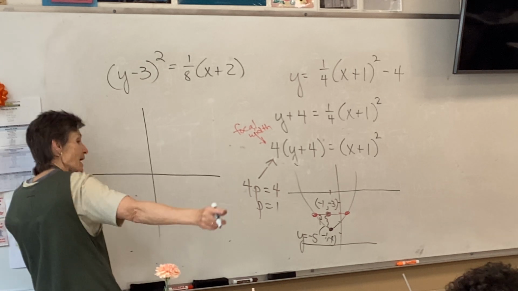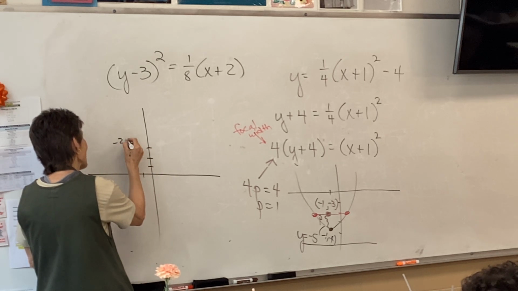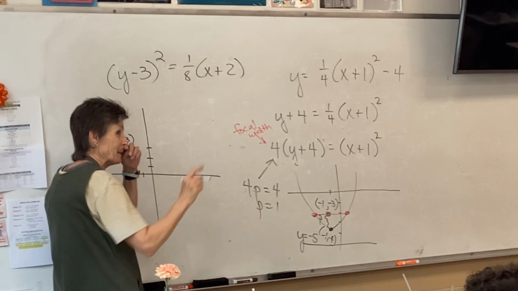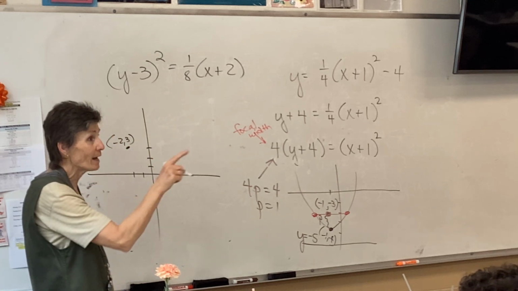-2, 3. Yes, very good. Did everybody catch that? -2, 3? Because when you write an ordered pair, it has to be x, comma, y.